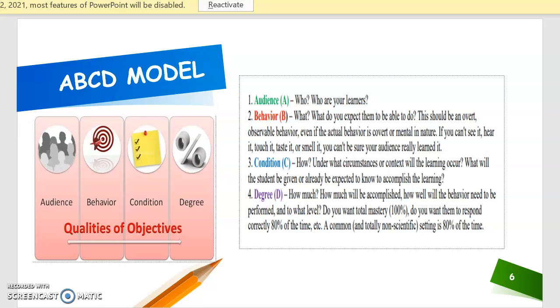And lastly, degree. How much? How much will be accomplished? How well will the behavior need to be performed, and to what level? Does the teacher expect total mastery or only 80%, etc.?